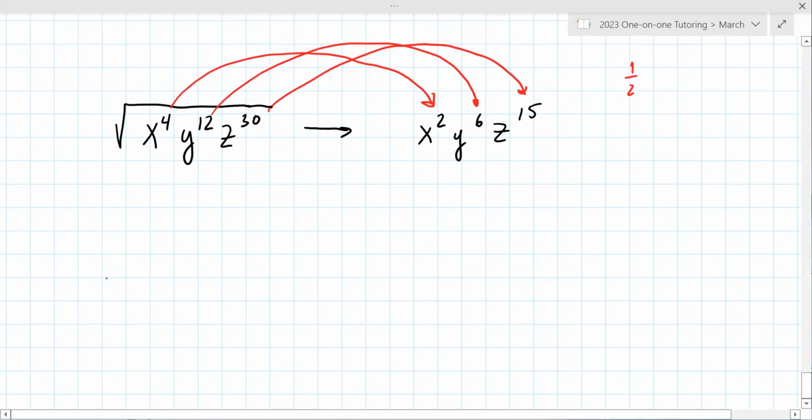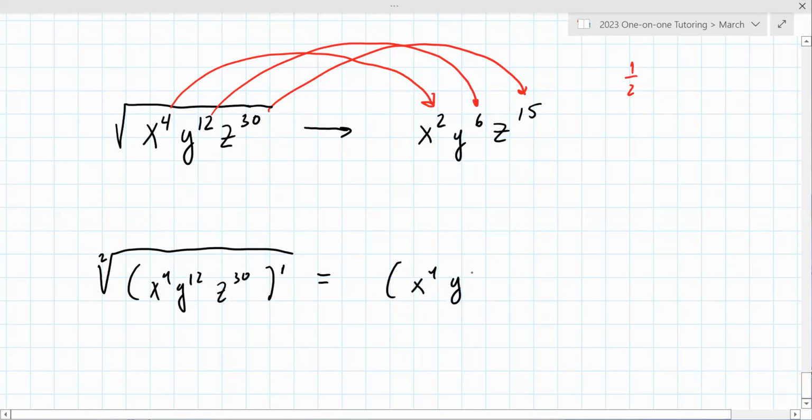Now, the reason is because there's really a 1 here, like this whole thing, x to the 4th, y to the 12th, z to the 30th. There's really a 1 in a parentheses and a 2 next to the root, and that makes the exponent 1/2.